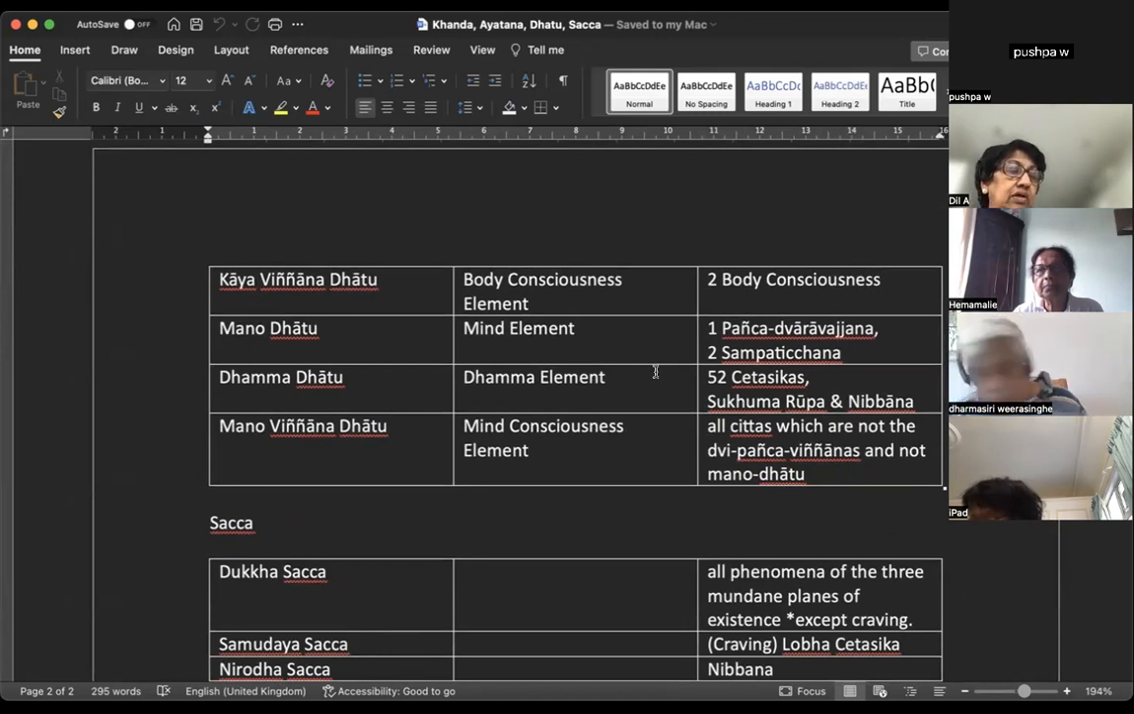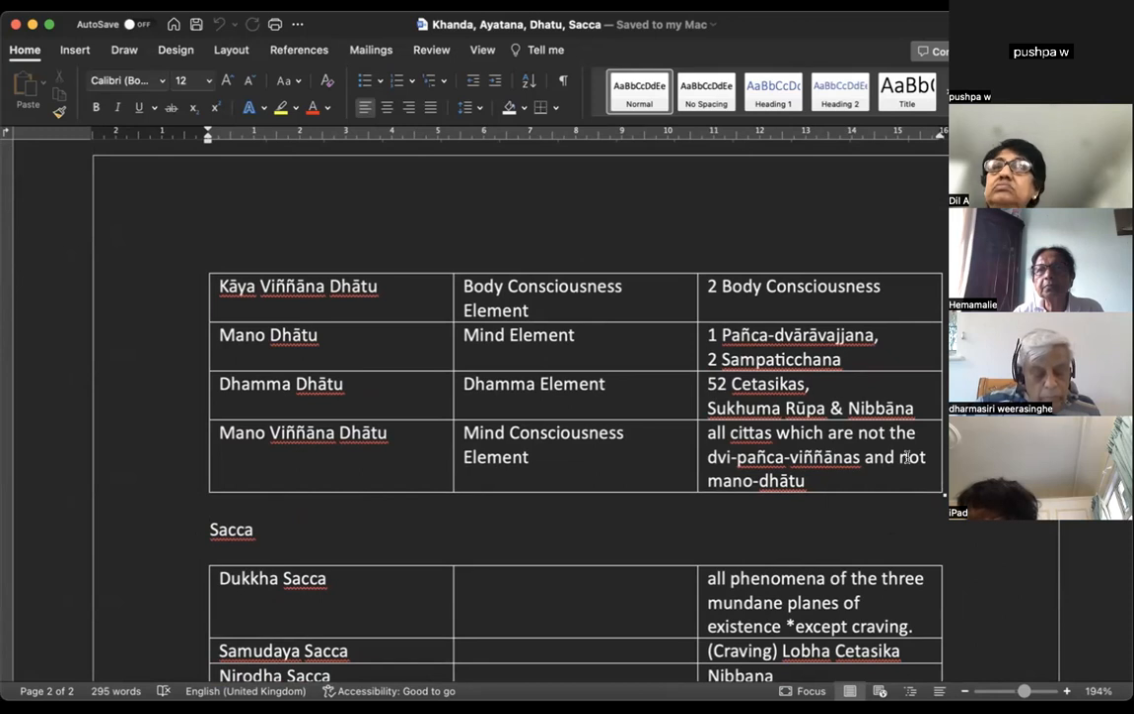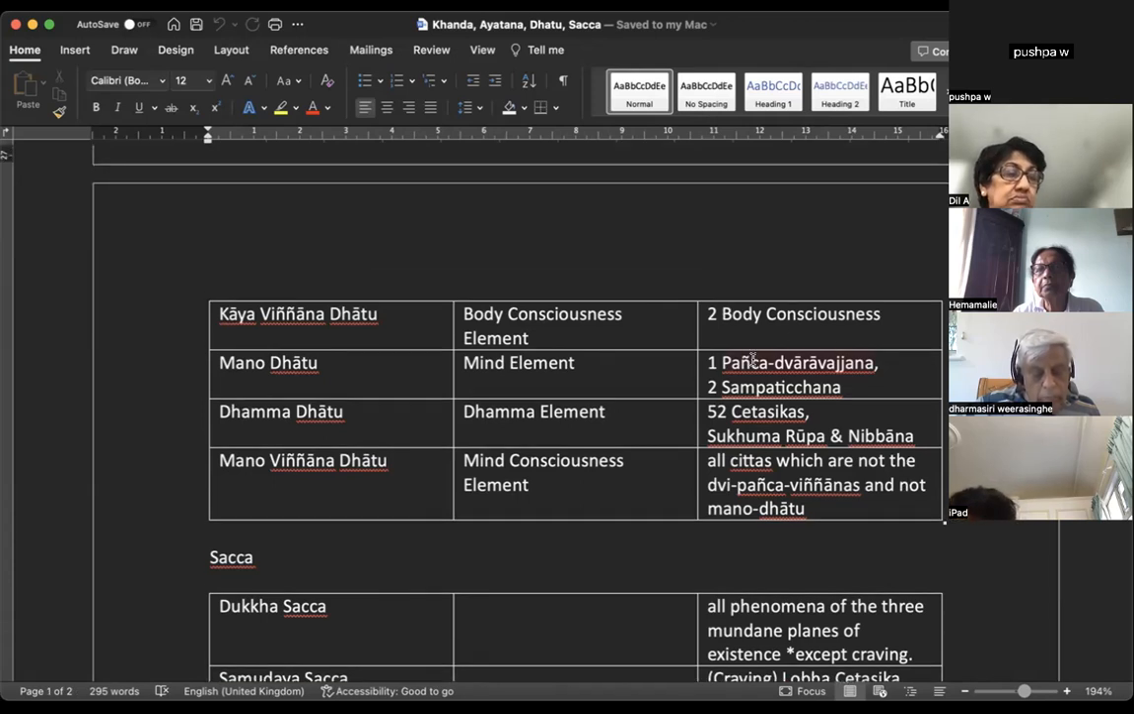Okay. The Mano Vinyana Dhatu all arise. So what is the Mano? All chittas except the Dvipancha Vinyanas. There are 10 there: Chakkhu, Sota, Ghana, Jivha, Kaya, Kusala Vipaka and Akusala Vipaka, they are all Ahetuka. And the Panchadvara Vajana and the Sampatichana. All of them are excluded from Mano Vinyana Dhatu.